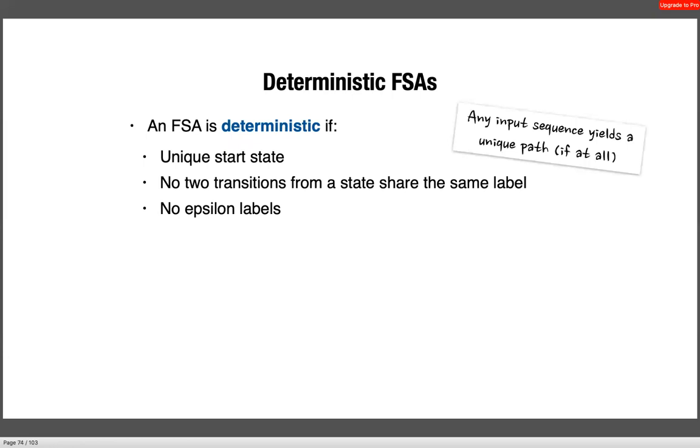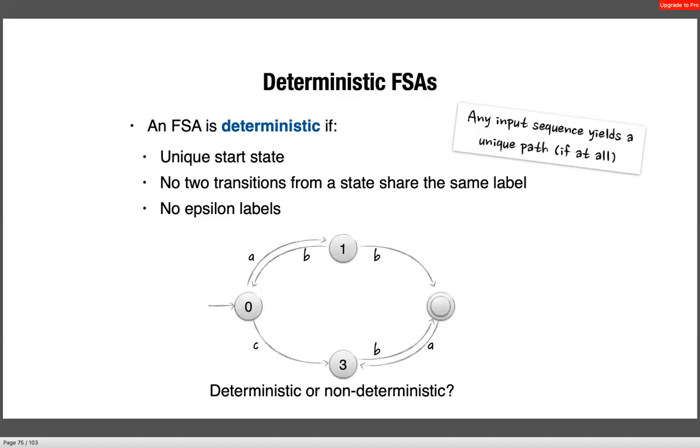So what this is leading to is that any input sequence, when you traverse it by consuming the input symbols, yields a unique path in a deterministic machine. This notion is very powerful because if you know that a particular FSA is deterministic, then there is only one unique path for an input sequence. This makes processing an input sequence very quick because there are no choices.